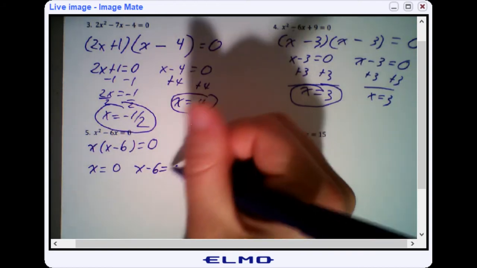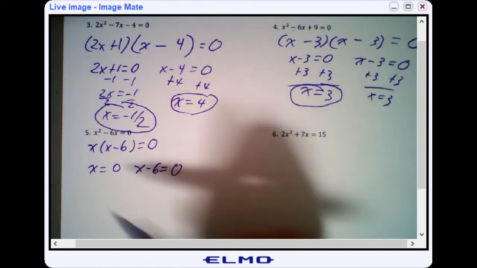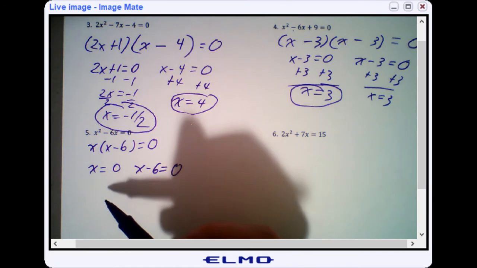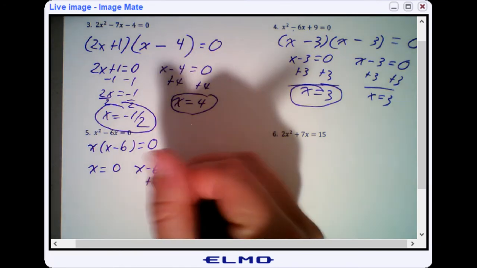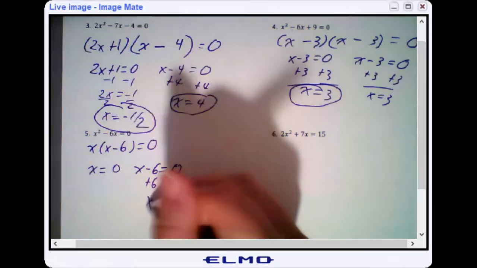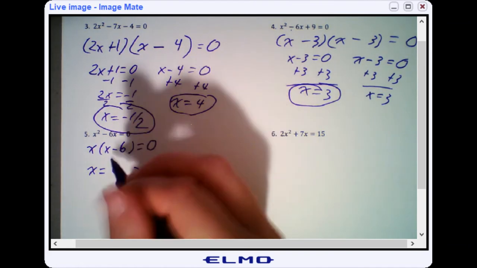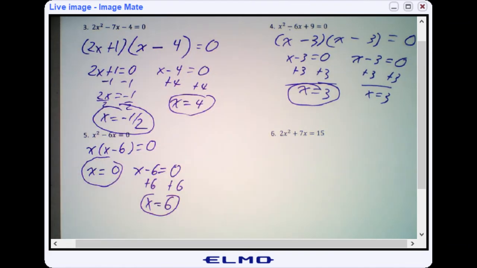So we have x minus 6 equals 0. On this left one, we don't have anything else to do. On the right one, we're going to add 6. So we're going to get x equals 6. We are allowed to have 0 as an answer. So we still have two solutions here.